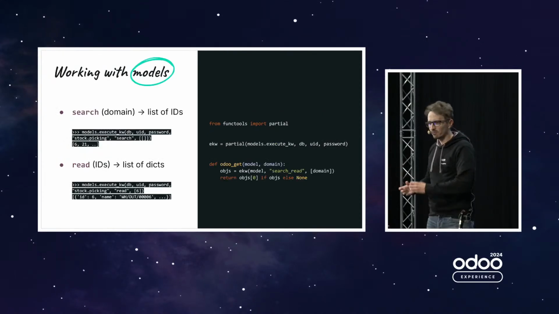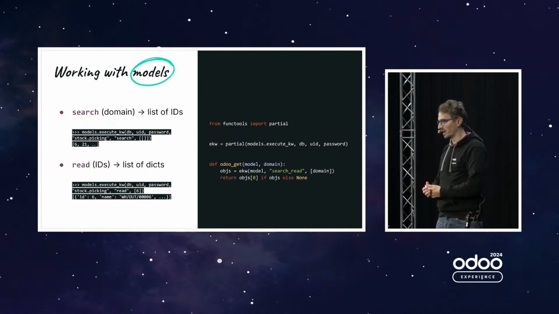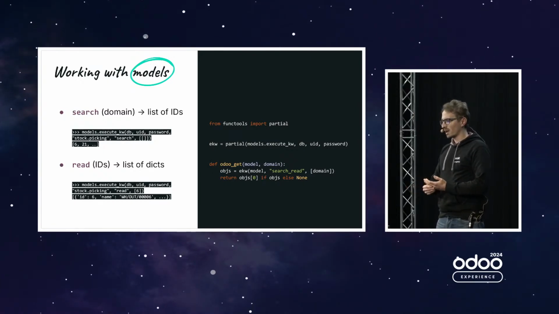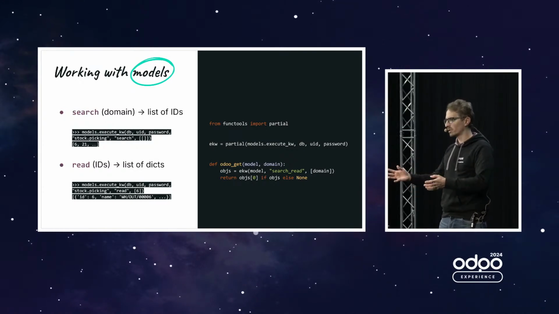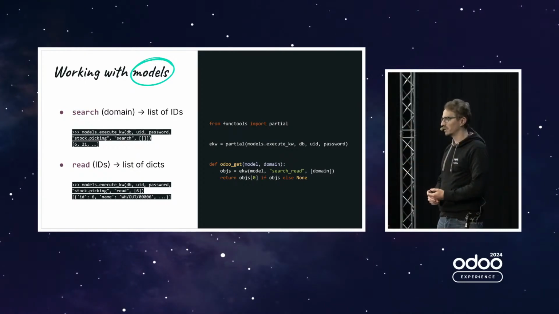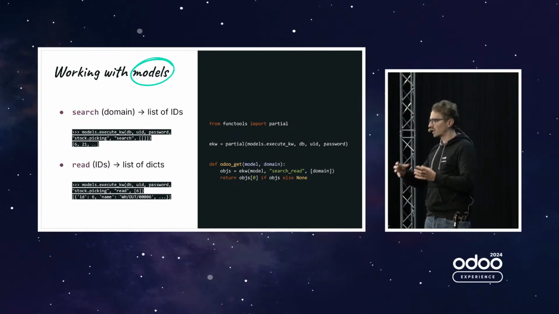And while working with models, you will be repeatedly doing 2 things. You will be searching and you will be reading. So the search method takes in a domain, an Odoo search domain. You probably know what it is. If you don't, there is a good explanation in our docs. And it returns a list of IDs that match that domain.